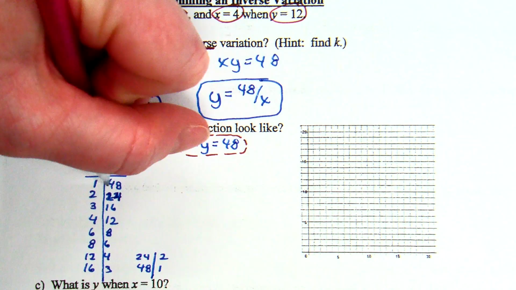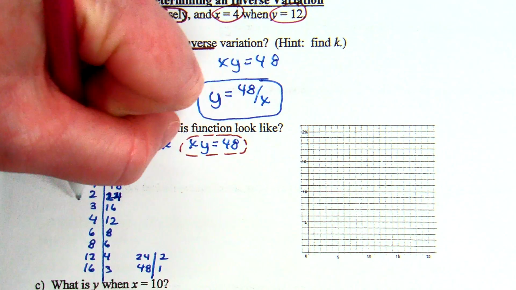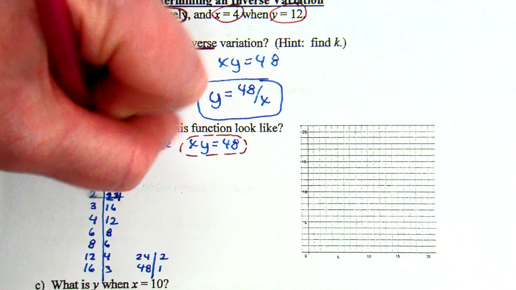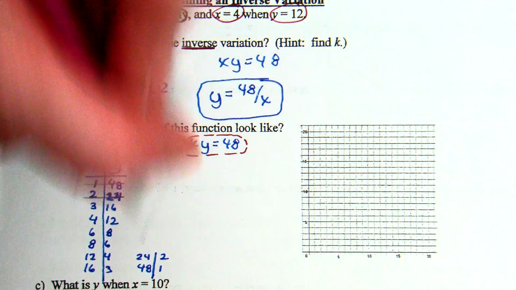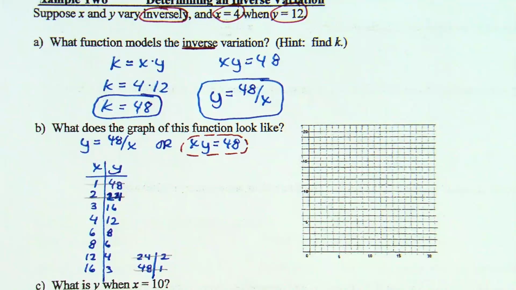I'll be honest. I'm not going to count up to 48. I'm not going to count up to 24. I think I can hit 16 on this graph. Not saying those aren't important numbers to think about, but I'm not going to actually graph them.